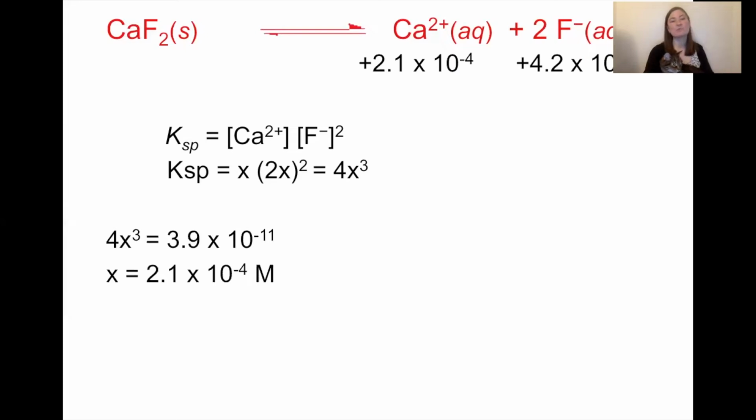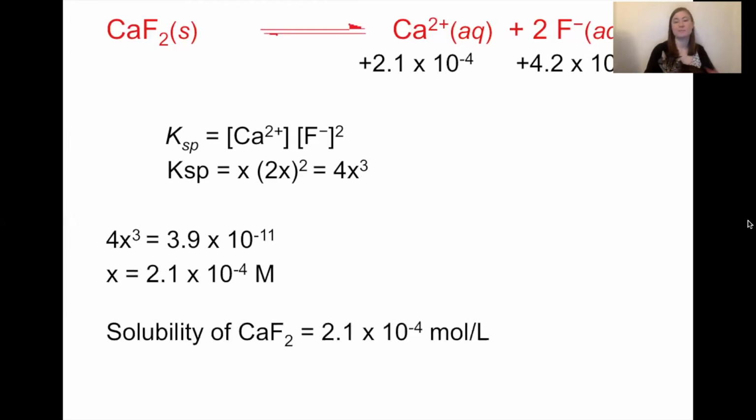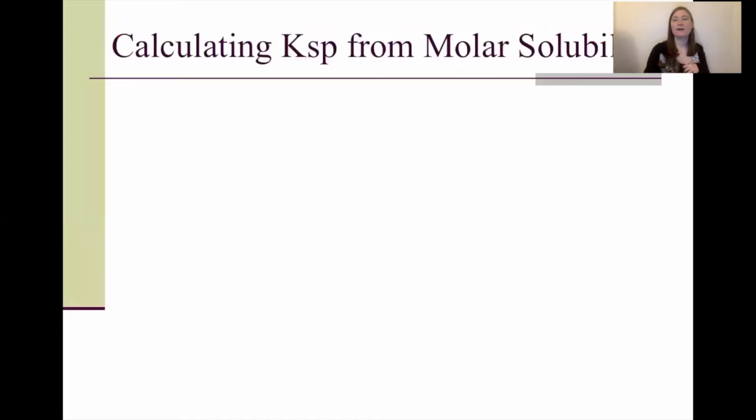And of course, the question was actually asking us for the solubility of calcium fluoride, so essentially the moles per liter of this that dissolved. Well, the moles per liter of this that dissolved is the same as the moles per liter of calcium 2+. So it's just 2.1 times 10 to the negative 4 moles per liter. That's the answer. Cool.